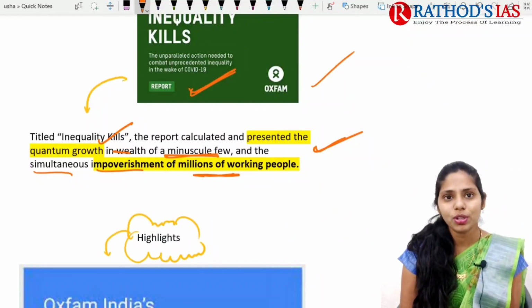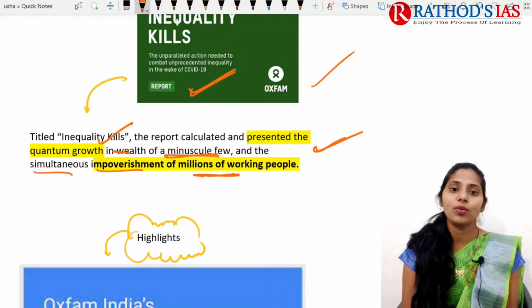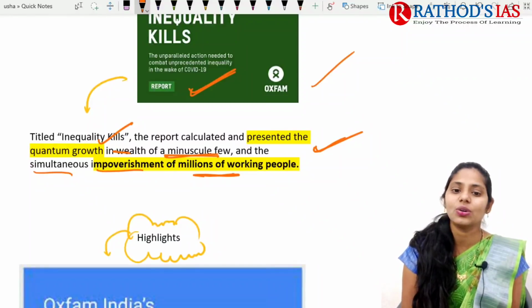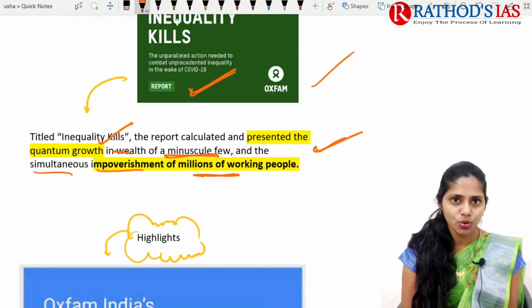So many people are entering into this poverty trap, and due to COVID-19 also, there was much impact seen on this poverty. So we need to focus on that.